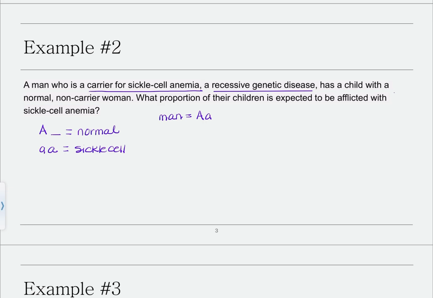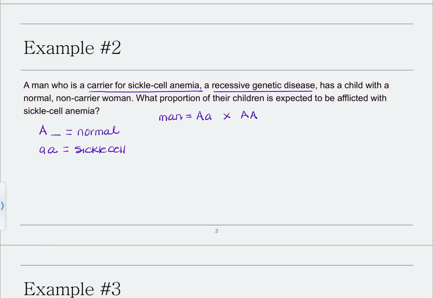Has a child with a normal non-carrier woman. So she's normal, so she has to have a capital A. But she's not carrying the allele. So her second allele is also a capital dominant allele. What portion of the children is expected to be afflicted with sickle cell anemia?